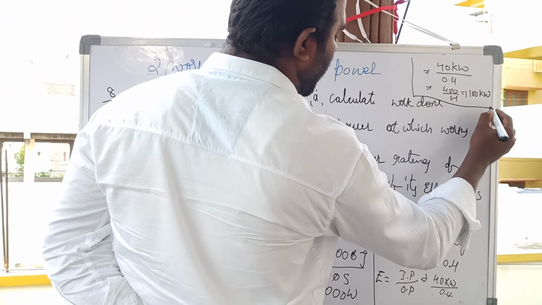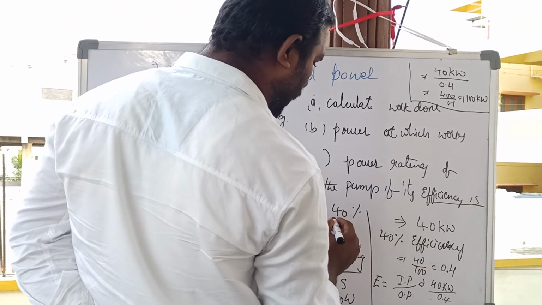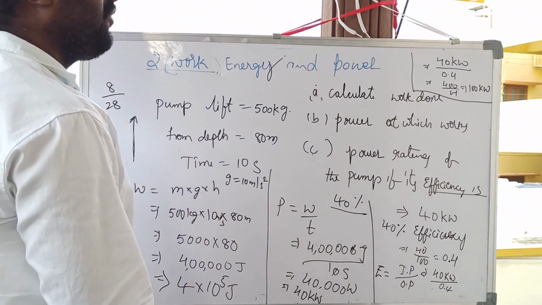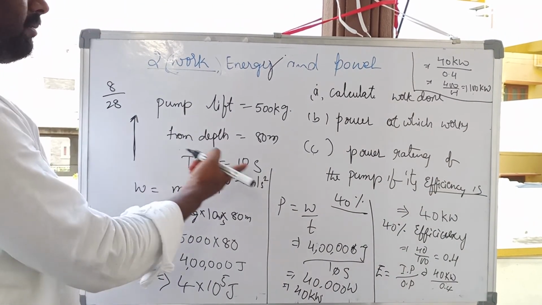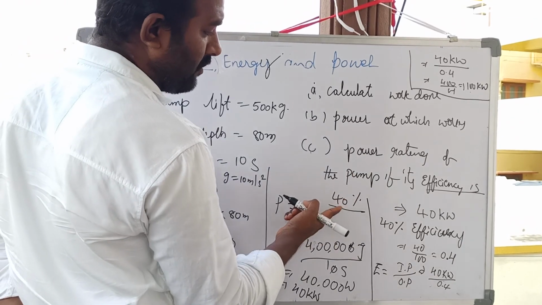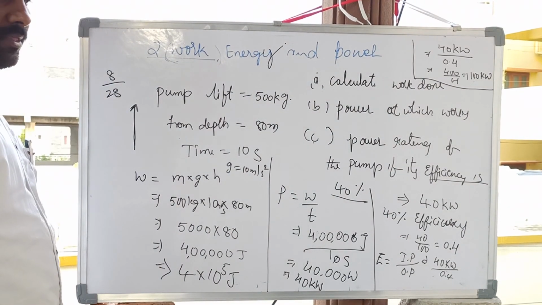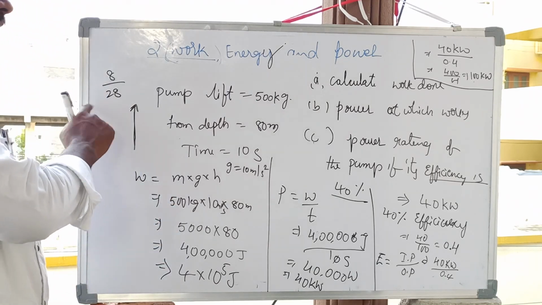This is about the efficiency of 40%. Power is how much? 100 kilowatts. So only 40% of the pump is working. If the pump is working at 40%, it is taking 100 kilowatts of power. Okay, this is the 8th question, page number 28.